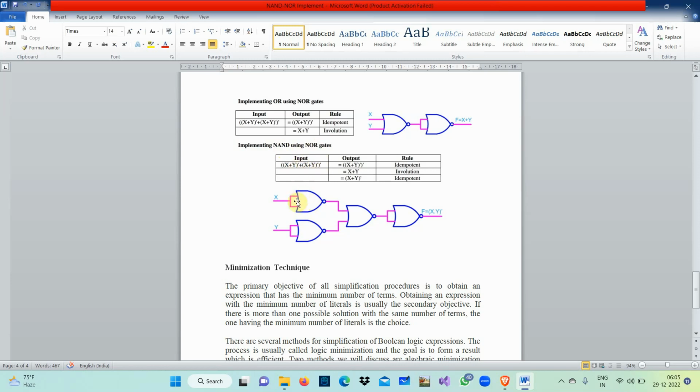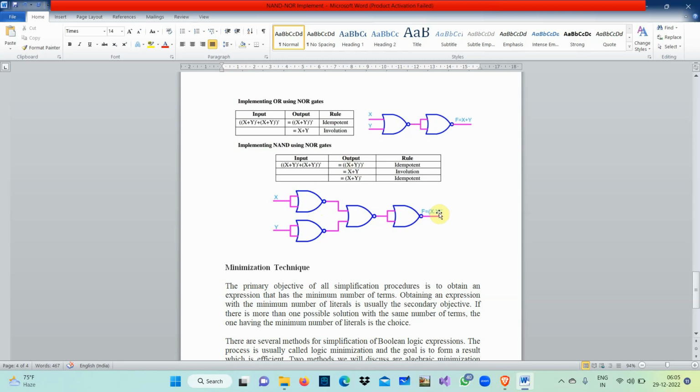See, what is the meaning of that? This is x + x', this is y + y', and the transpose of that, what does it become? Are you getting me? So the same thing is repeated here and here, and I am putting another NOR gate to find f equal to x·y.